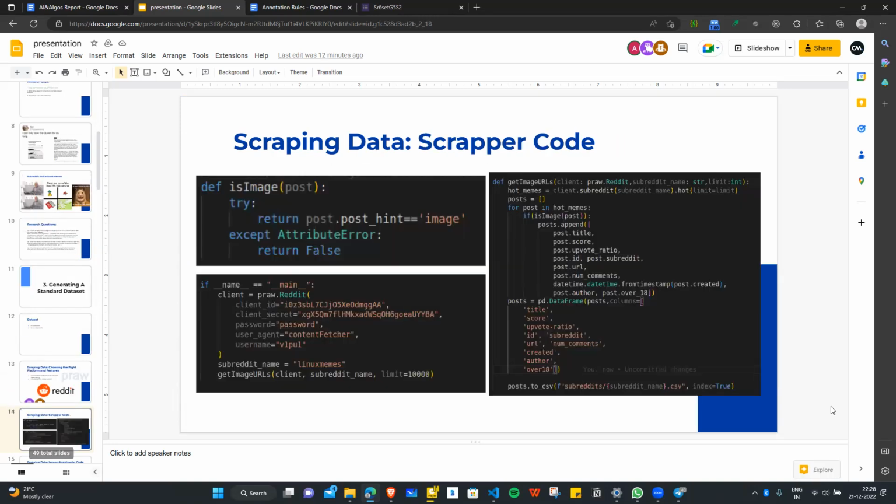Next. So the first picture here is a simple function to check if a post contains an image or not, because there are a lot of posts which contain images and a lot which do not, to retrieve our memes. And on the right side, there are the features which we are retrieving from the post, like title, score, which means likes in Reddit, number of comments, the image URL, post ID, subreddit name, author, and whether the post is for age over 18.